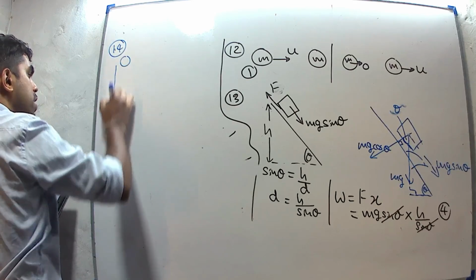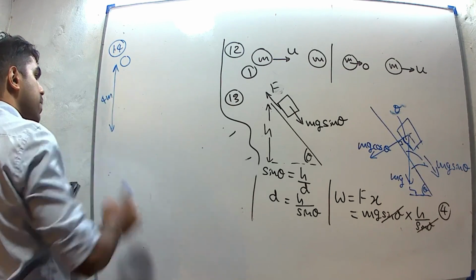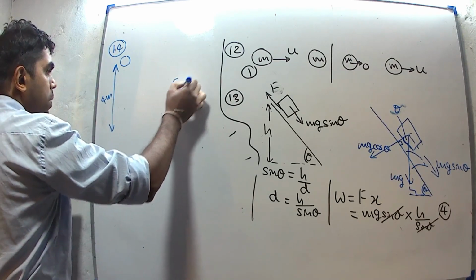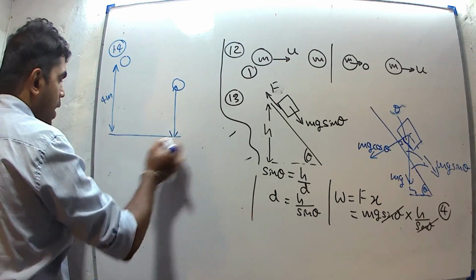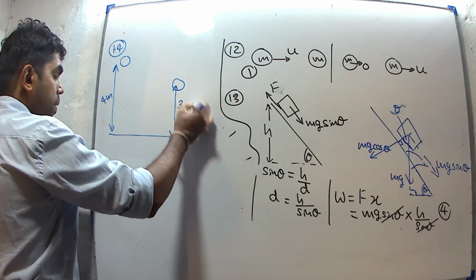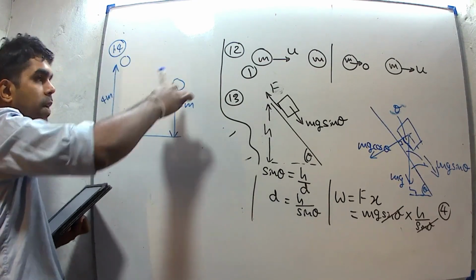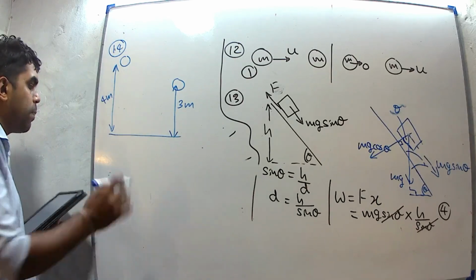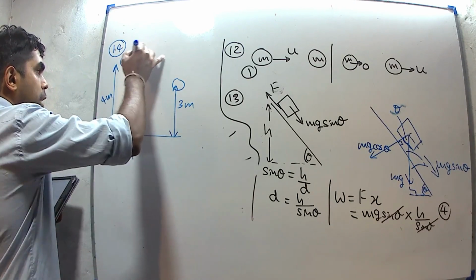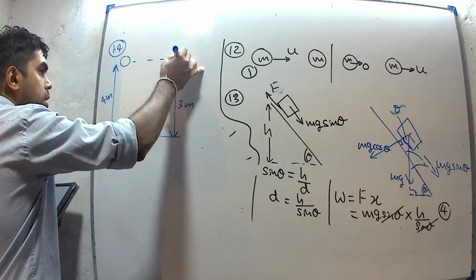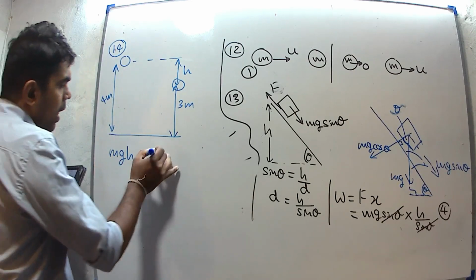For the first situation, the object is at a 4 meters height. For the final situation, the object is at 3 meters height. There is a potential energy decrease. We can write the potential energy decrease as mgh, where h is the height difference. It should equal the work done against the friction.